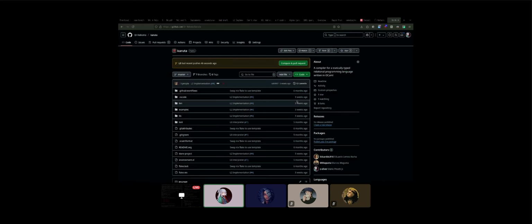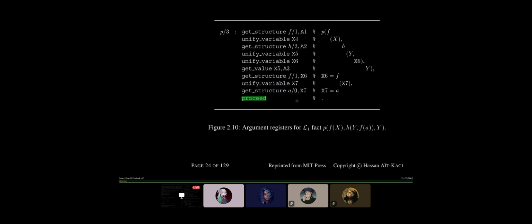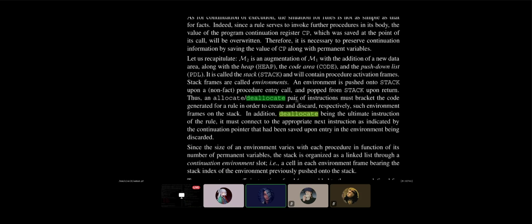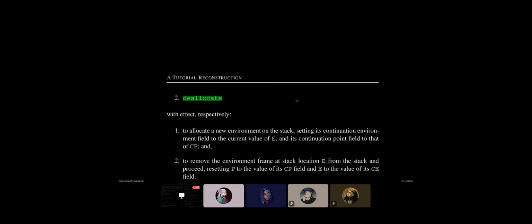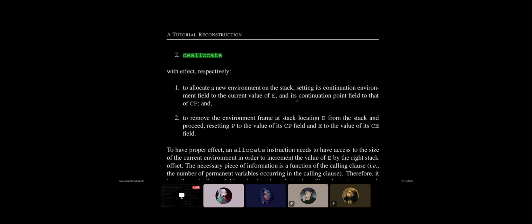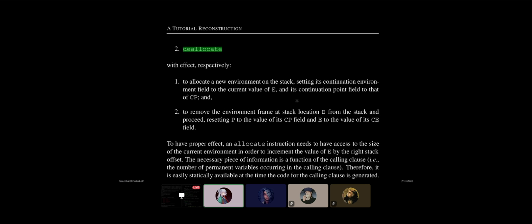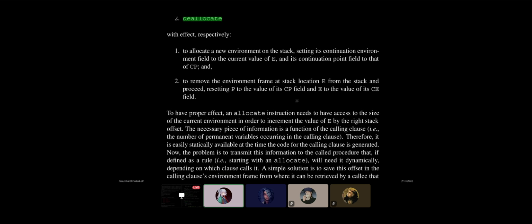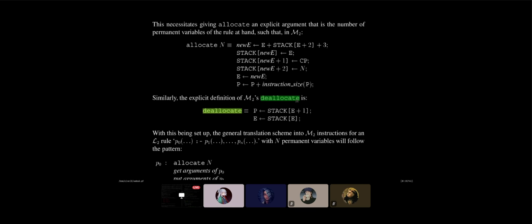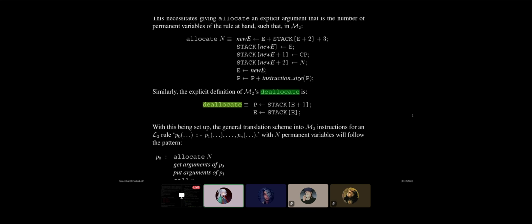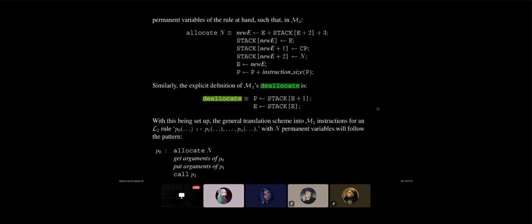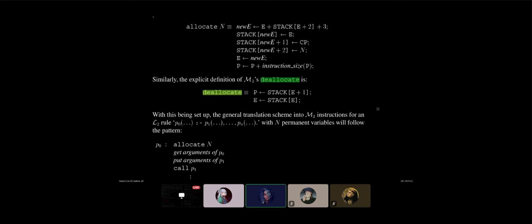Actually, it's not proceed, it's deallocate, right? Well, that's our hypothesis on what's wrong. Remove an environment frame, blah blah blah. Proceed, resetting P to the value of its CP field and E to the value of its CE field. The explicit definition of deallocate is this, which is probably what we're doing.